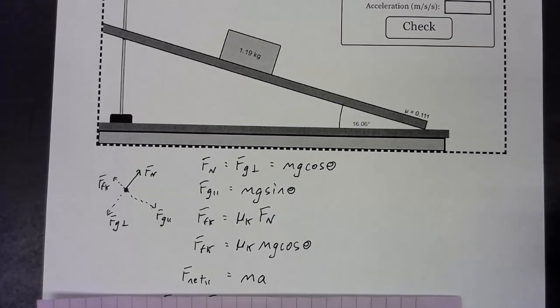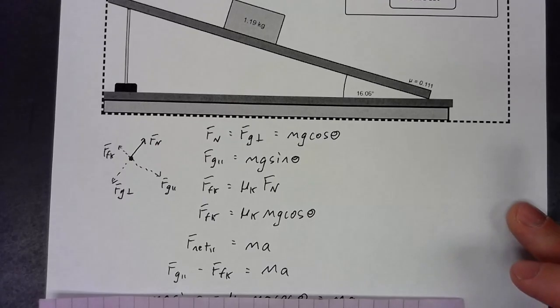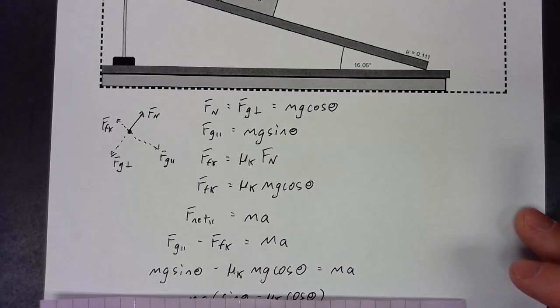Then the net force along the ramp is shown here. We know it's the combination of these two forces. Let's say down the ramp is positive. That leads us to set these positive and negative signs. Plug in for each of these.